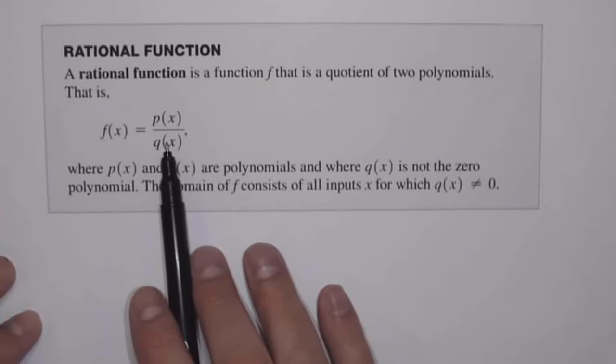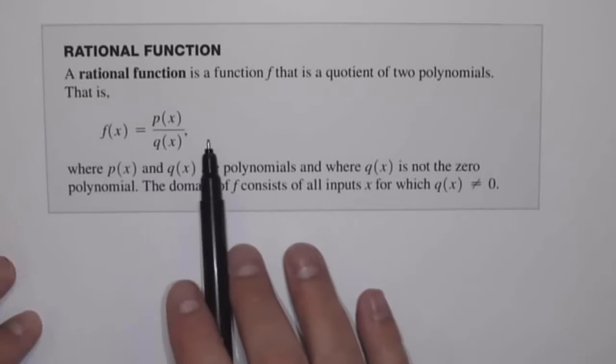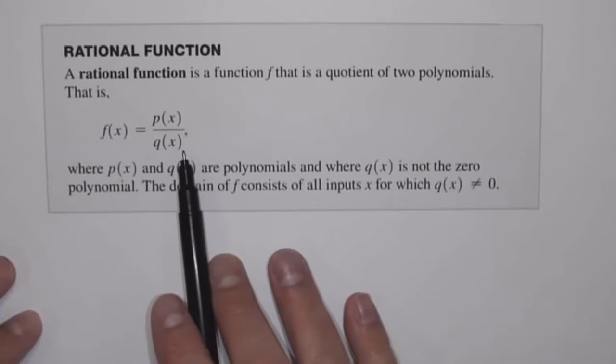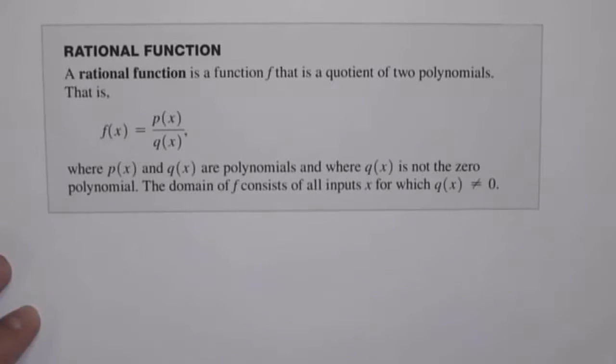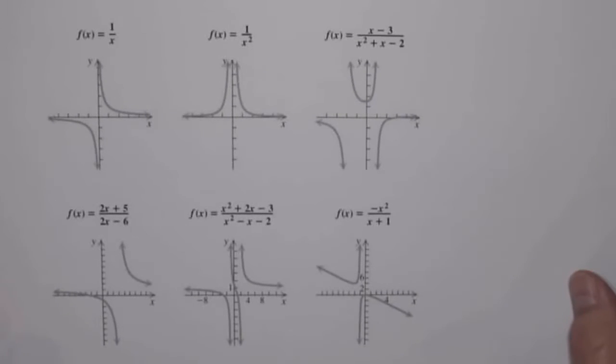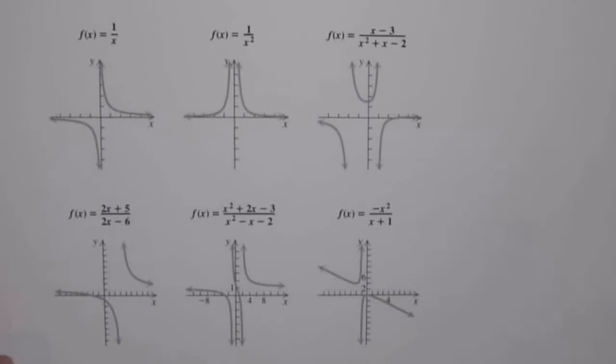So a rational function has to be a fraction, a rational expression, and the numerator and the denominator of the rational function have to be polynomials. So let's take a look at some examples of rational functions. So here I have some rational functions and their graphs.